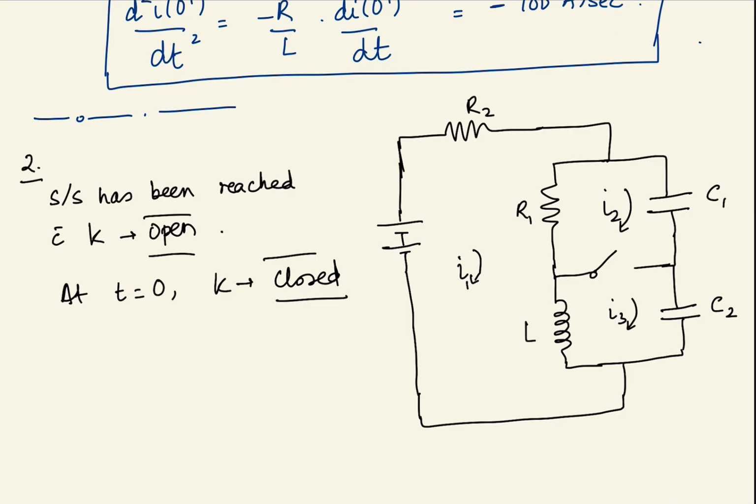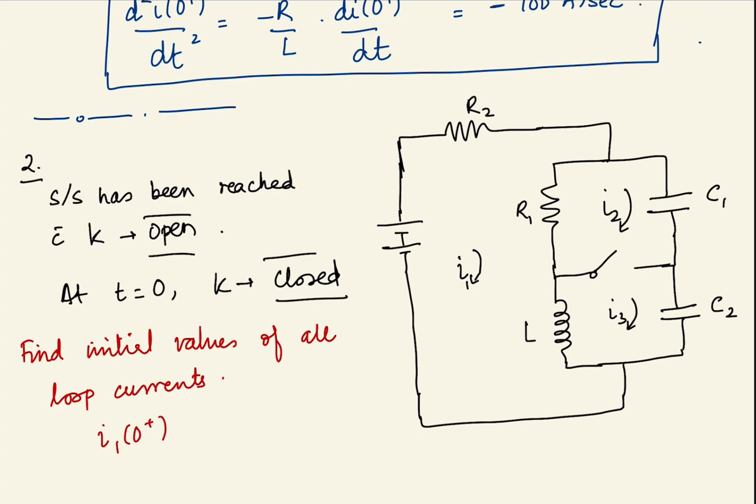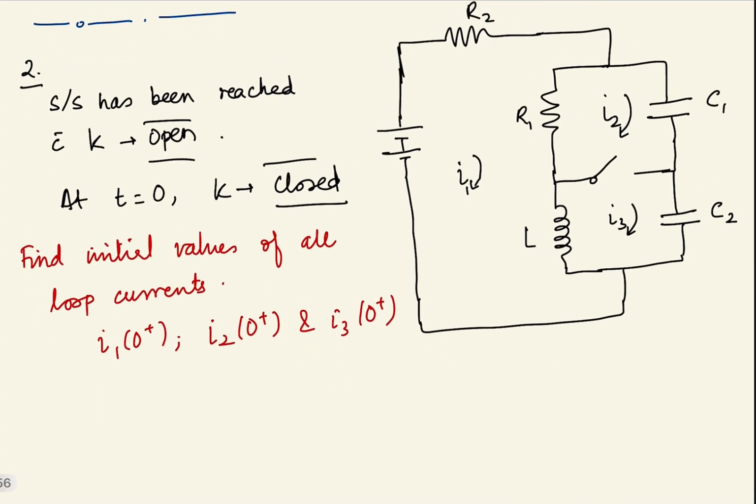So we are required to find the initial values of all loop currents. We are required to find out I1(0+), I2(0+), and I3(0+). Okay, these three things are required. Now, how do we proceed?